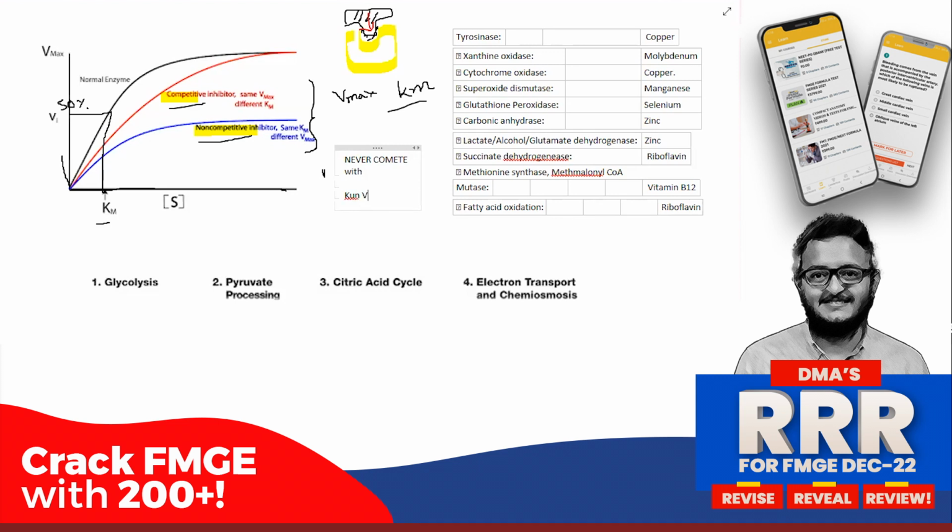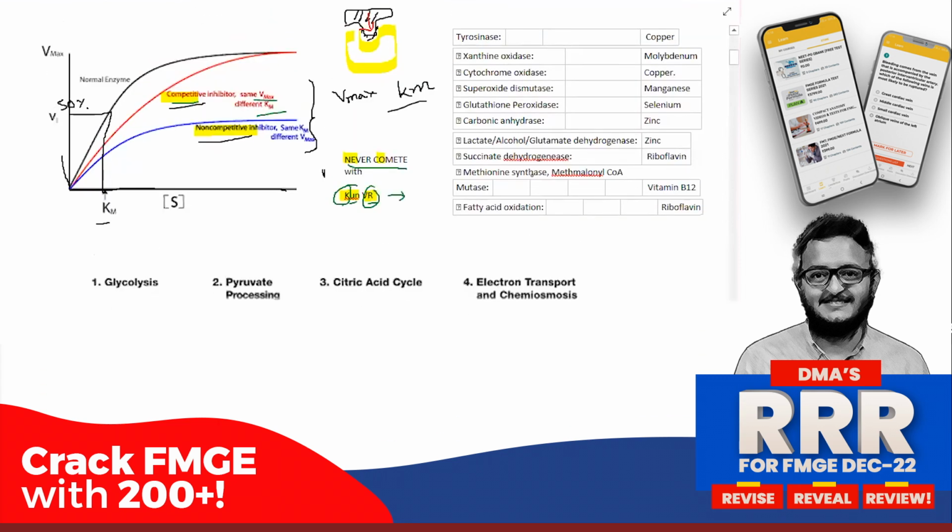So please remember Kuvar. What does it mean? Never compete means non-competitive. In non-competitive, Vmax is reduced, but Km is unchanged. Hope this mnemonic is clear for you. Km is unchanged, Vmax is reduced. So in non-competitive, Km is unchanged, Vmax is reduced. Exactly, if you reverse it, it will be for competitive. What will be the competitive? Vmax is unchanged, but Km is increased. Okay, so this question has been asked.